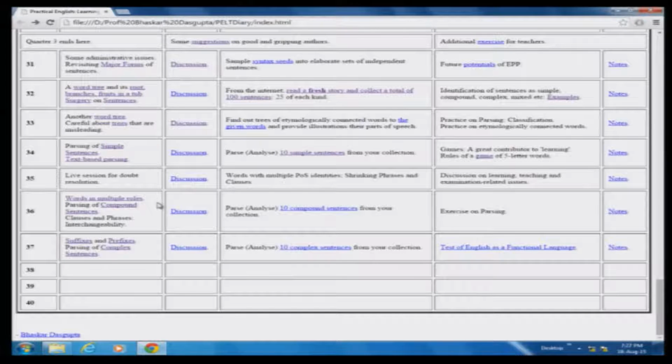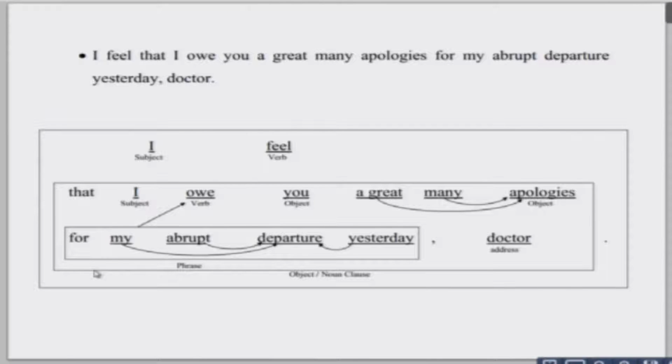Okay. So in the syntax segment, we talk of complex sentences. Okay. Some examples which are a little complex compared to earlier cases. Okay. The first one is not very complex. I feel that I owe you a great many apologies for my abrupt departure yesterday, doctor. Doctor is of course the address. Okay. I feel something. This is the sentence.